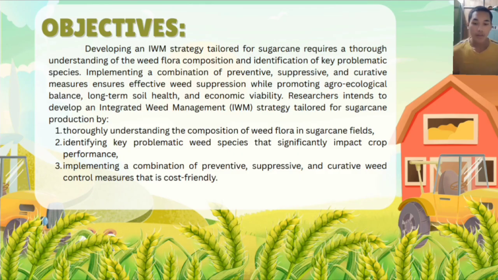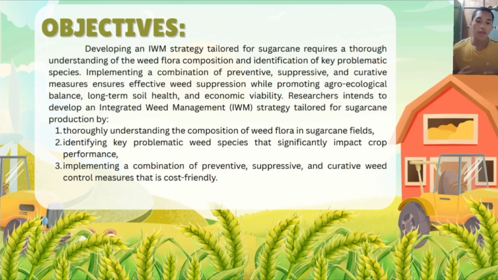So here are our objectives. Developing an IWM strategy tailored for sugarcane requires a thorough understanding of the weed flora composition and identification of key problematic species. Implementing a combination of preventive, suppressive, and corrective measures ensures effective weed suppression while promoting agroecological balance, long-term soil health, and economic viability.